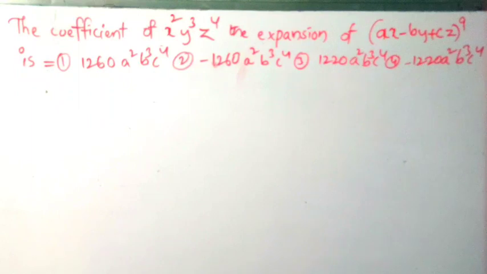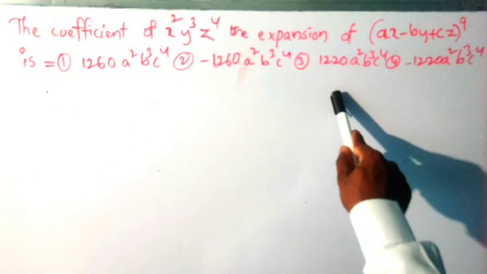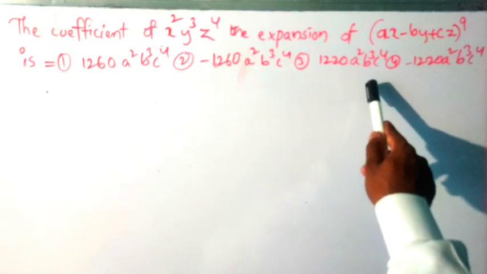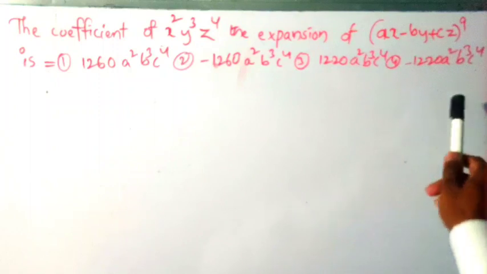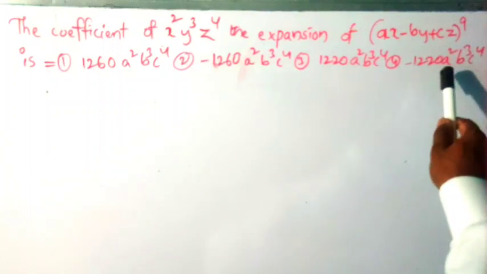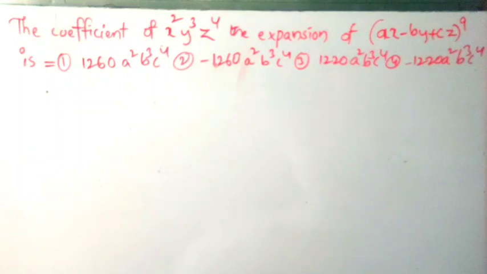Now the next question is: the coefficient of x power of 2, y power of 3, z power of 4 in the expansion of ax minus by plus cz whole power of 9 is how much? Options are given here. 1260 a square b cube c power of 4, minus 1260 a square b cube c power of 4, and the third one is 1220 a cube b cube c power of 4. The fourth one is minus 1220 a square b cube c power of 4.